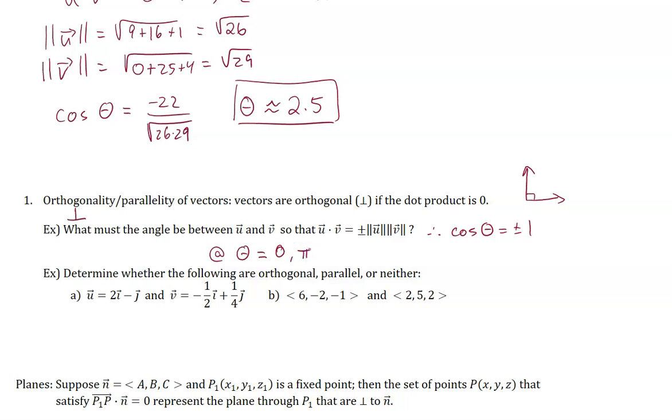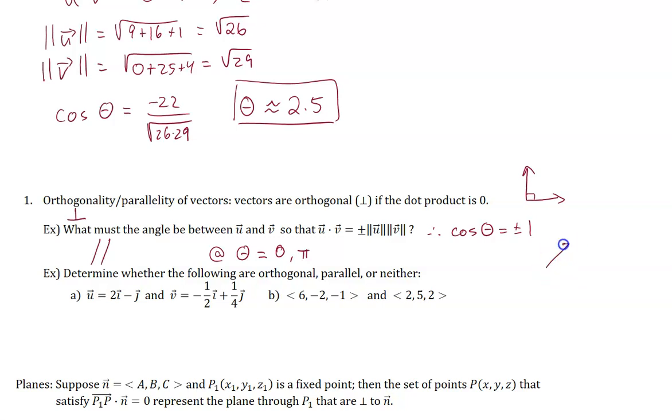But just between 0 and pi, we're just using those two. If the angle between them is 0 or pi, then that means we have parallel vectors. If two vectors are parallel, then the angle doesn't really exist.